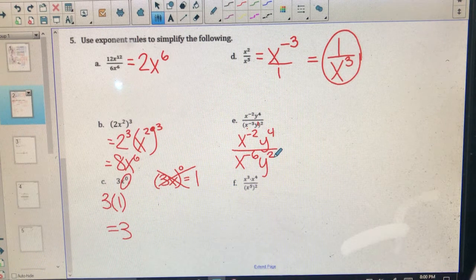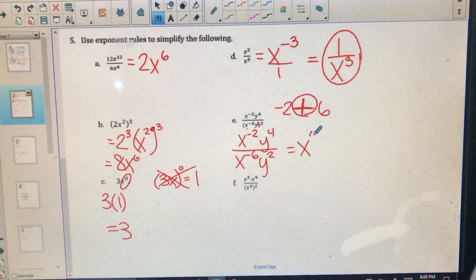And I'm not done. Okay, but now I'm ready to divide because I simplified the bottom enough, because there's nothing now that I can do to the bottom. I'm ready to divide. And this one's one of the trickier ones for dividing because of the negatives. If I have x to the negative 2 divided by x to the negative 6, I have to subtract my exponents. But if I do negative 2 minus a negative 6, you have to watch out for this. This is going to become a plus. Negative 2 minus a negative 6 is actually negative 2 plus 6, which is x to the 4th.